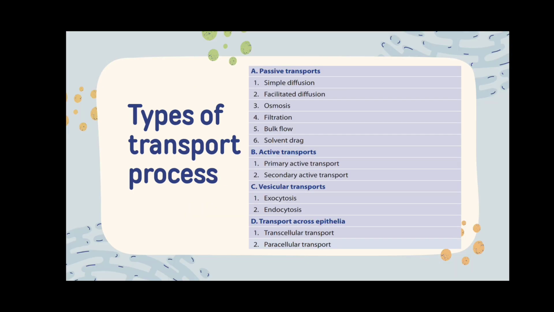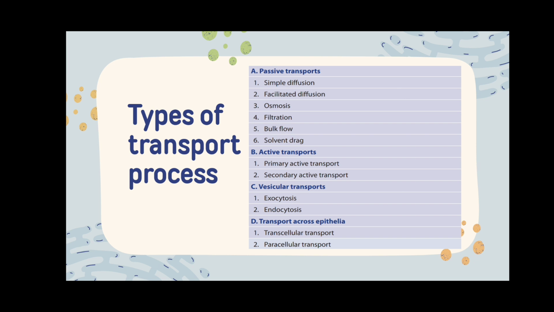Now come to the types of transport process. In this we have the first one is passive transport, in which we have simple diffusion, facilitated diffusion, osmosis, filtration, bulk flow, solvent drag. And the second one is the active transport, in which we have two categories. The first one is the primary active transport, the second one is the secondary active transport.